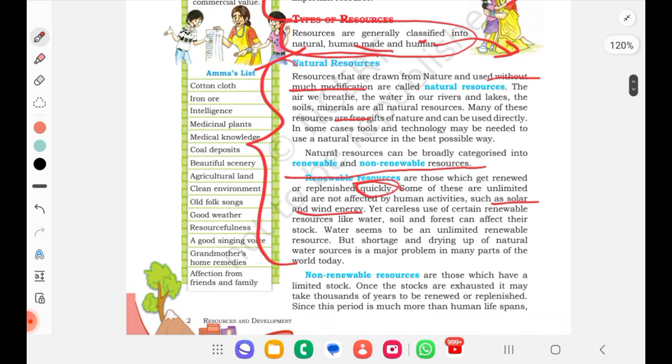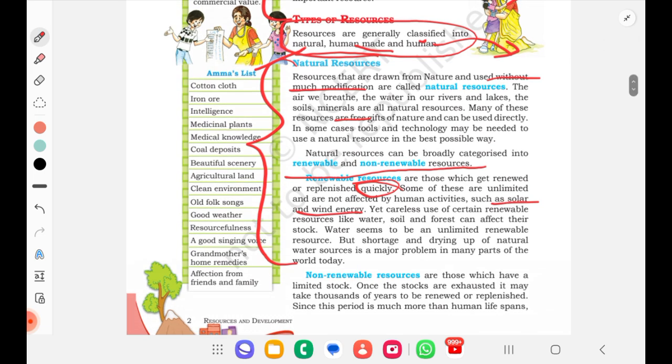So now they are talking about natural resources. They mention that whatever we acquire from nature without much modification and use is a natural resource, and there are two types: renewable and non-renewable. Renewable resources replenish very quickly, such as solar and wind energy. They are unlimited also. But some are non-renewable, which can't be replenished quickly. Though we consider water renewable, these days we are facing a water scarcity problem.